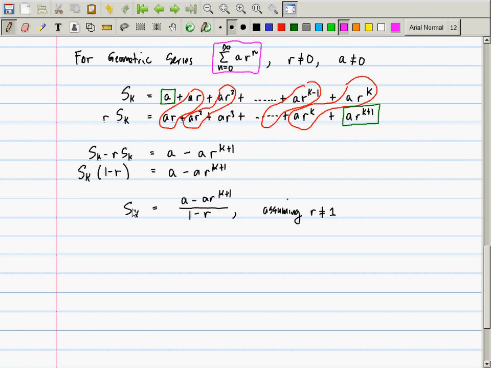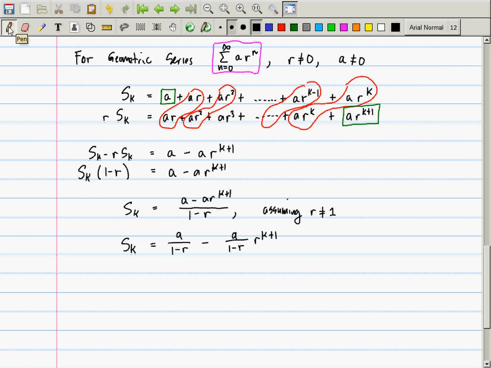So this is the kth partial sum. Okay, and now I'm going to rewrite this just a little bit and say that SK is equal to A over 1 minus R, and then minus AR to the K plus 1 over... no, I'm going to write it like minus A over 1 minus R multiplied by R to the K plus 1.